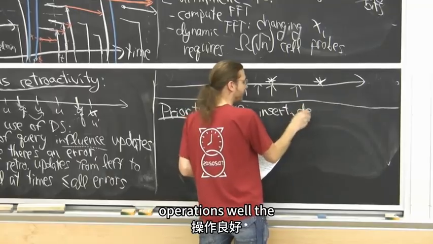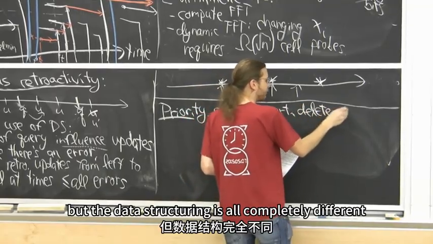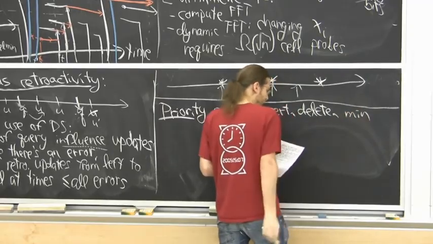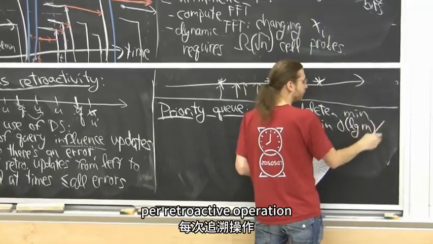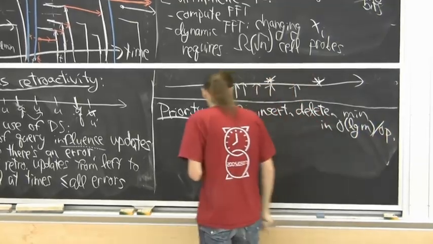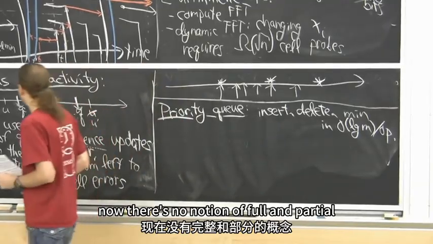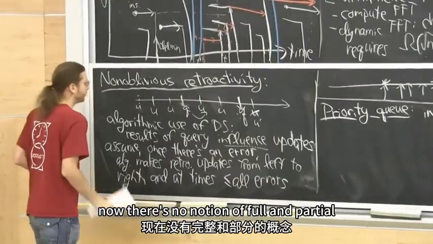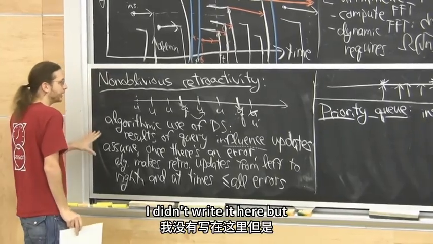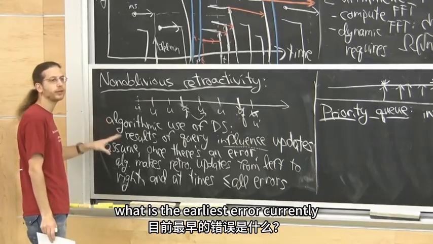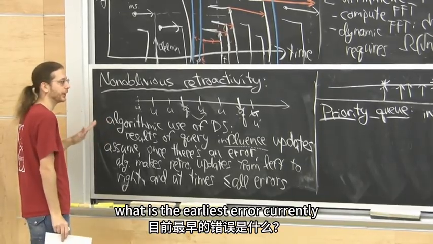Operations, well, the visual picture is the same, but the data structuring is all completely different. They can do all these things in log m per retroactive operation. Now there's no notion of full and partial. It's just non-oblivious retroactivity. I didn't write it here, but the data structure always maintains what is the earliest error currently.